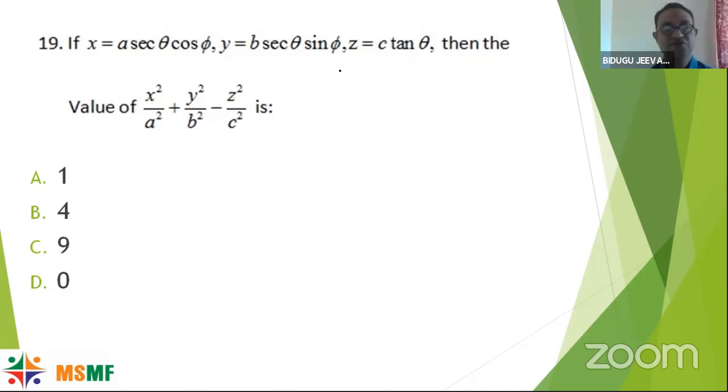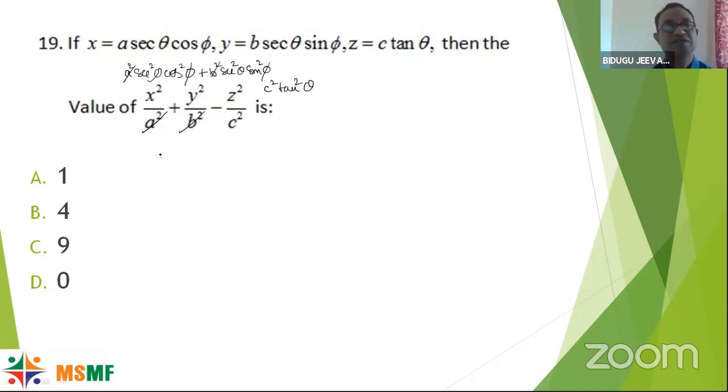Again, a trigonometry question, again related to elimination of theta. Here squares are given: a square secant square theta cos square phi, b square secant square theta sin square phi, and c square tan square theta. Very simple, it gets cancelled.